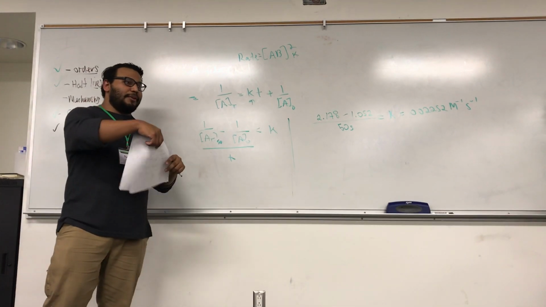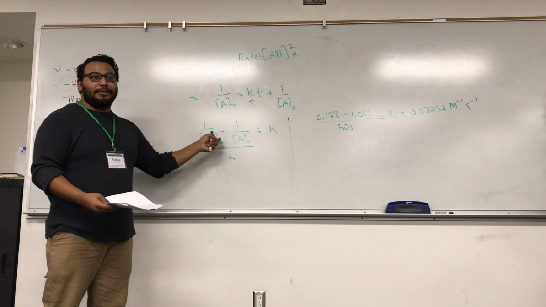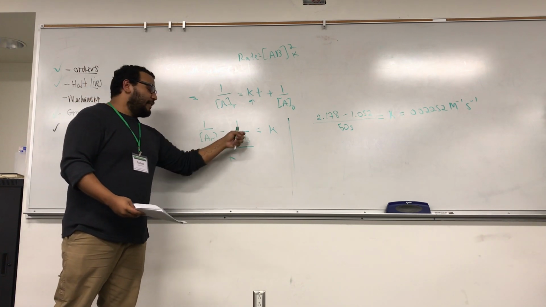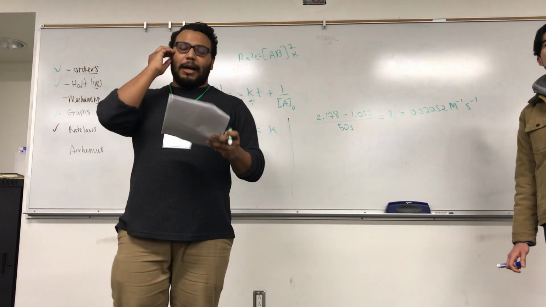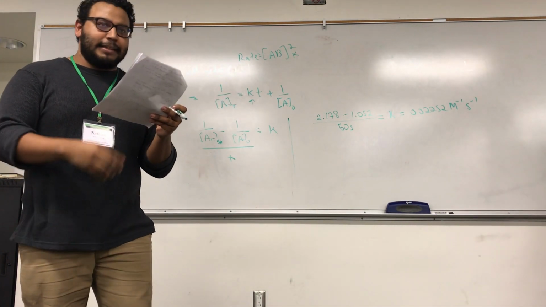Whatever number you get on your graph, you can pick any 2 points and get your K. That's fine. And this book gave me a first order. Oh, that sucks, yeah. Does that make sense?